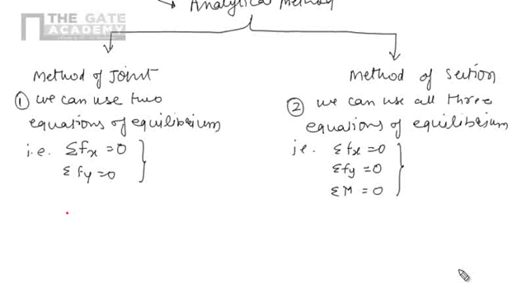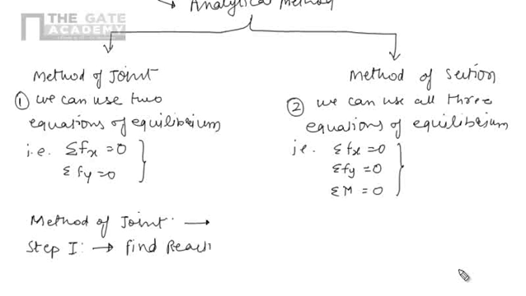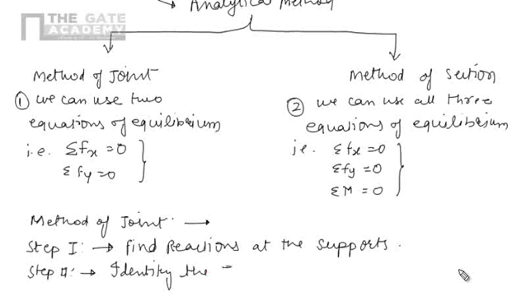So in method of joint, what we are basically doing, we will see. First I am taking the method of joint. In method of joint, step first, find reactions at the supports. Second step, identify the joint where number of unknowns, unknowns means forces in the members, are 2 or less than 2.